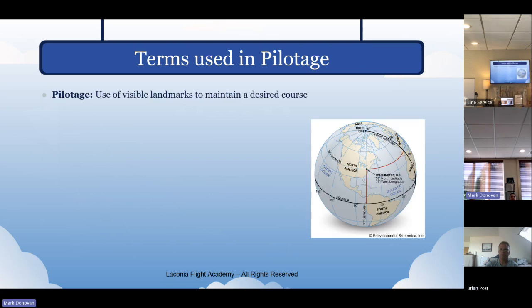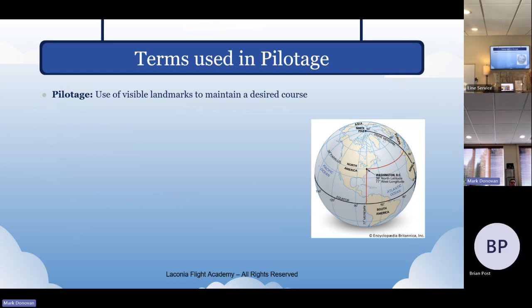So pilotage is use of visible landmarks to maintain a desired course. When we go on one of these cross-country flights, let's say we leave this airport and we normally go often to Auburn, Lewiston, Maine, we're looking outside the plane to see if we see things that look like what's on our sectional chart. This is a sectional chart called the New York sectional chart, but it covers a lot of the Boston area.